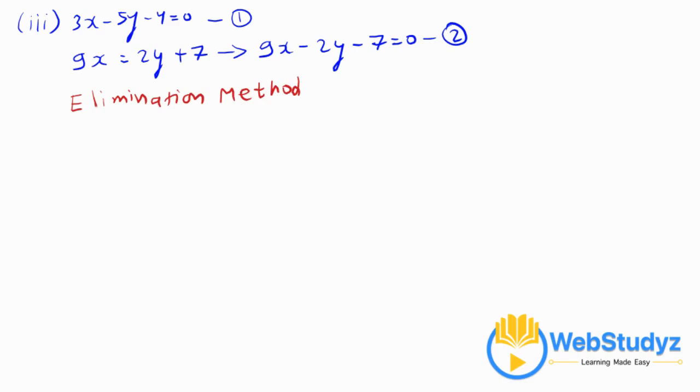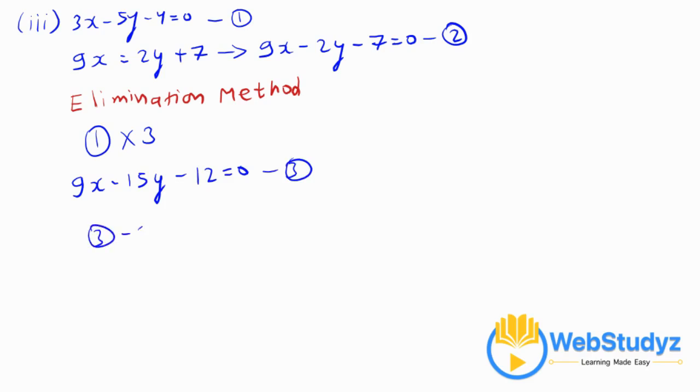So for this we multiplied the first equation by 3. We get 9x minus 15y minus 12 equals 0. This is our third equation. When the second equation is subtracted from the third equation, we get 13y equals minus 5.